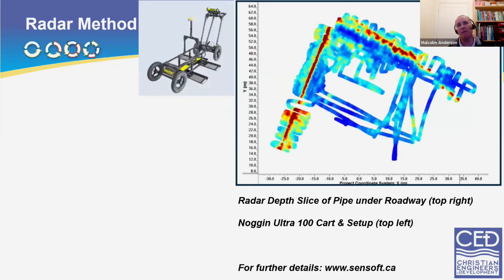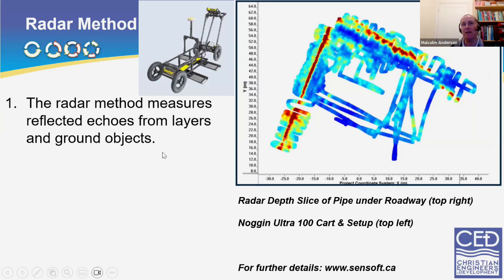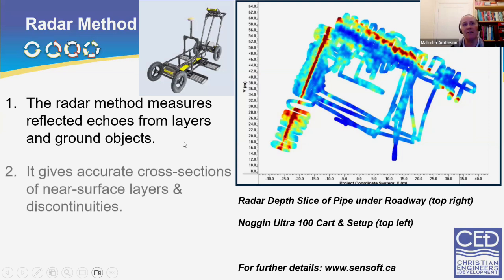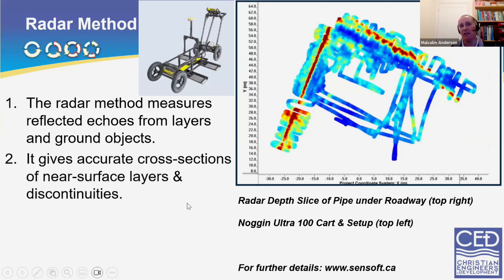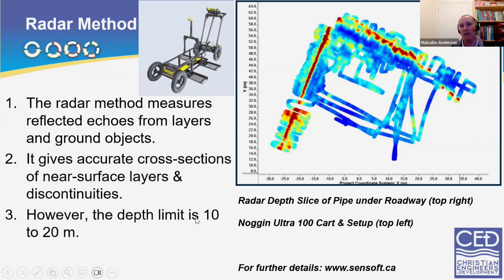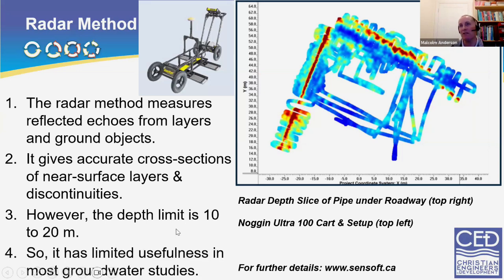Similarly, the radar method we don't typically use. This one is the noggin. It basically can measure down to 20 meters. The radar is fantastic because it produces high resolution surveys for the near surface, so it's ideal for engineering problems like pipes, but less useful for boreholes. Again, the radar method is using a reflected echo from layers and ground objects. It gives accurate cross sections and near surface layers and discontinuities. But as I said, the depth limit is the main issue. And so it's of limited usefulness.